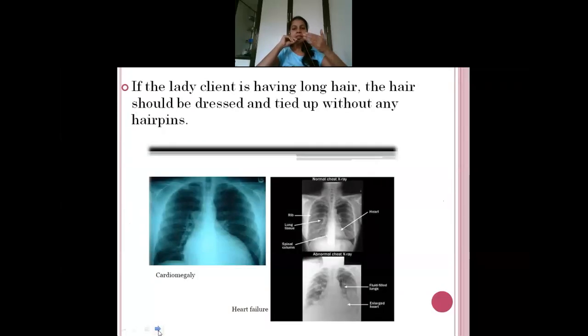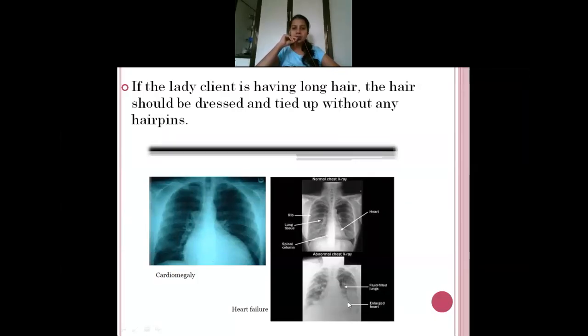And if a person is having very long hair, you have to ask the person to tie the hair up. And here you can see some of the x-ray films. Here you can see the person is having cardiomegaly. Cardio refers to heart, and megaly means enlargement. So here the person is having enlargement of the heart.